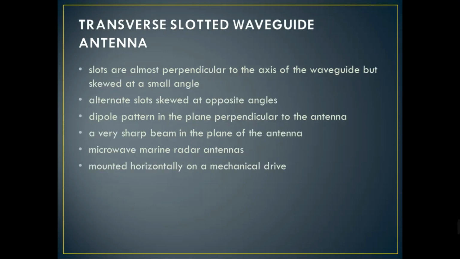Next is the transverse slotted waveguide antenna. The slots are almost perpendicular to the axis of the waveguide but skewed at a small angle, with alternate slots skewed at opposite angles. This radiates a dipole pattern in the plane perpendicular to the antenna and a very sharp beam in the antenna's plane.